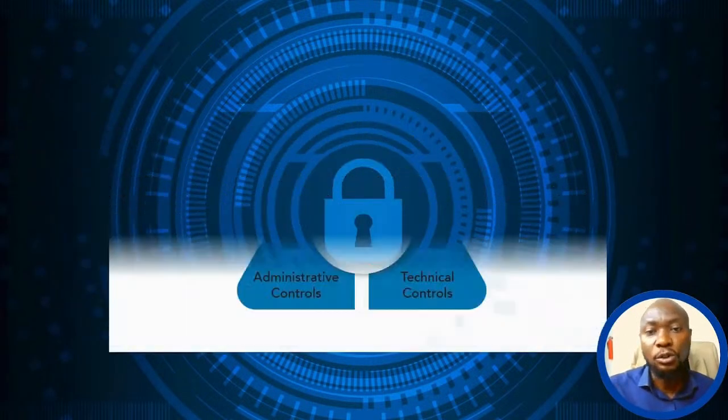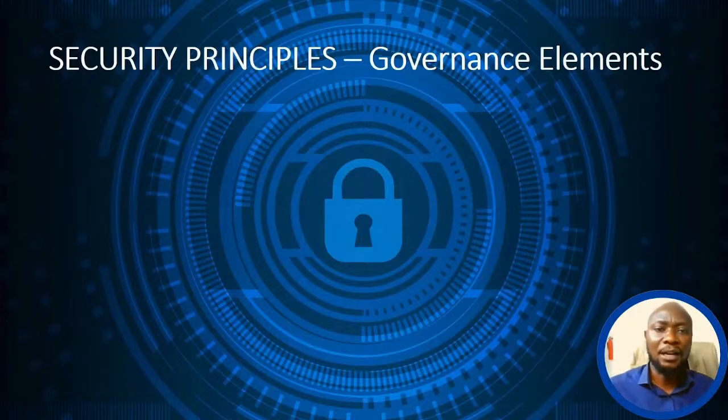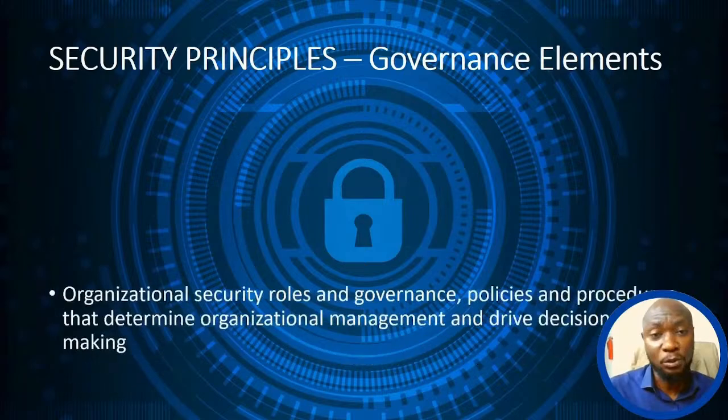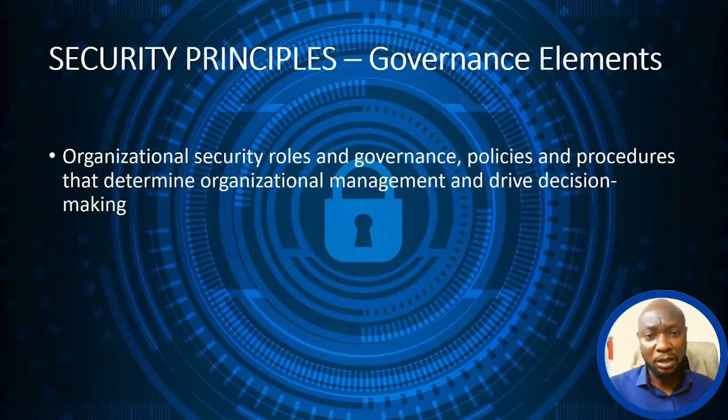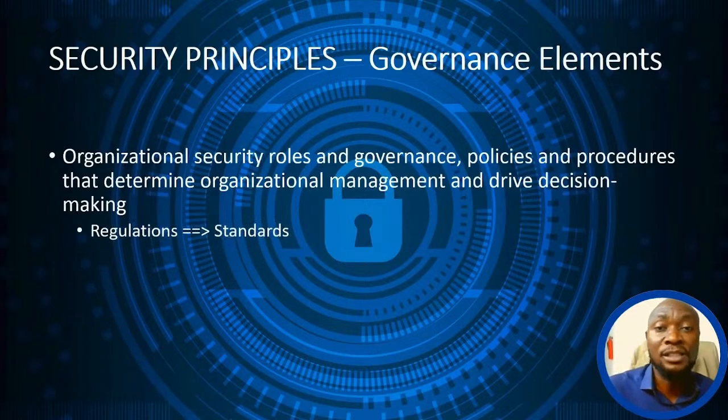These are administrative controls. So we have three controls: physical controls, technical or logical controls, and administrative controls. Then we have another key topic treated in Domain 1, which is the governance element. Inside governance elements, we are talking about governance, policies, procedures, standards, and organizational security rules. Governance, policies, and procedures determine organizational management and drive how decisions are made.